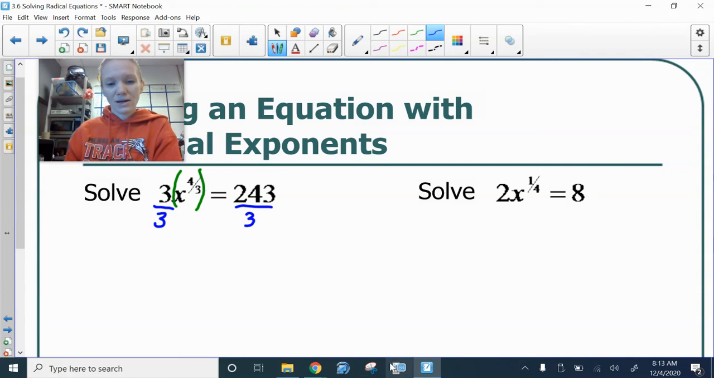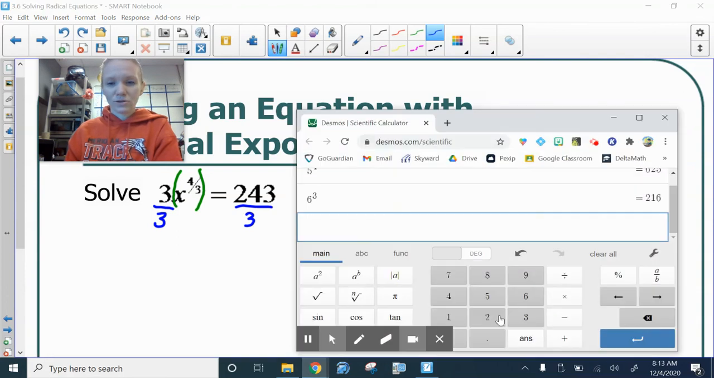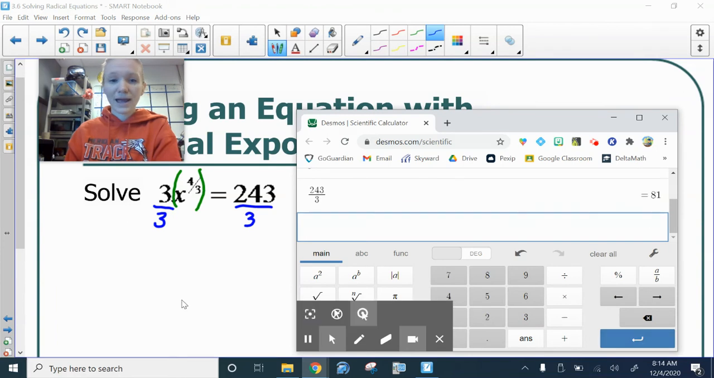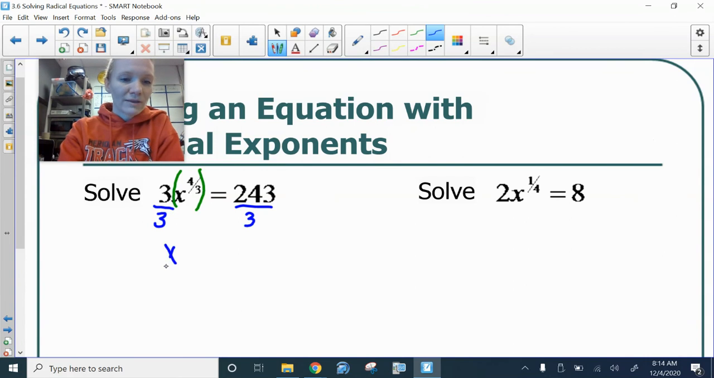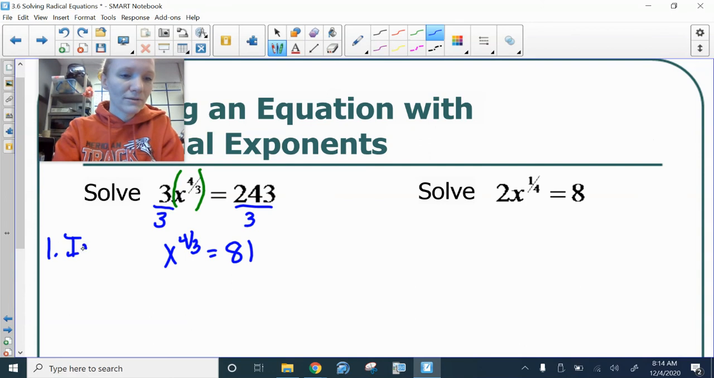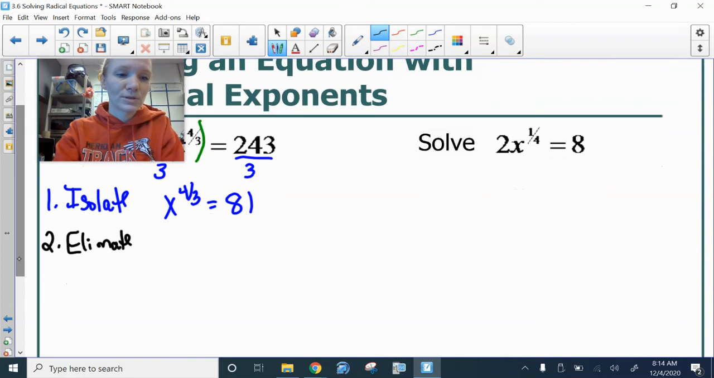So I have to do 243 divided by 3. And I get 81. So that gives me x to the 4 thirds equals 81. So that was my step 1, isolate. Step 2, eliminate. I need to get rid of the exponent. I'm going to rewrite that up here just so I have it. So I isolate by dividing by 3. You don't have to rewrite these over and over again. I'm doing it just so that we kind of get the 2 big ideas, the 2 big concepts in our brains a little bit.